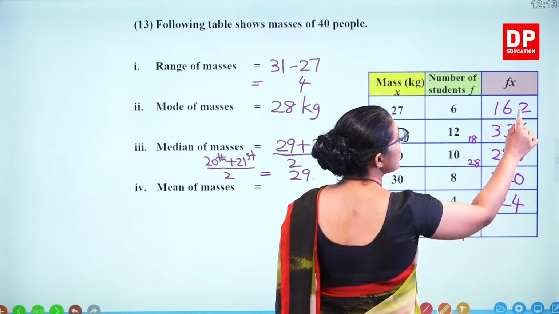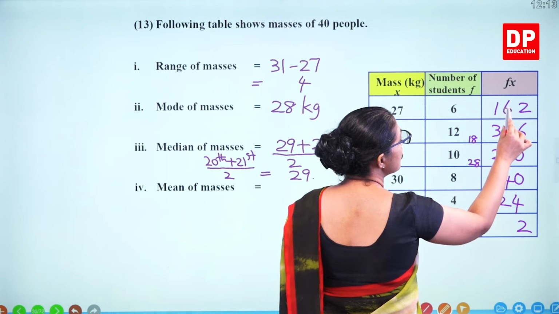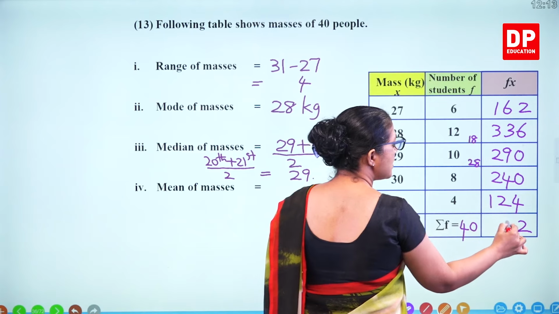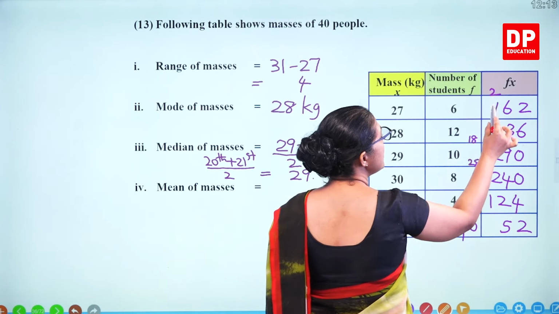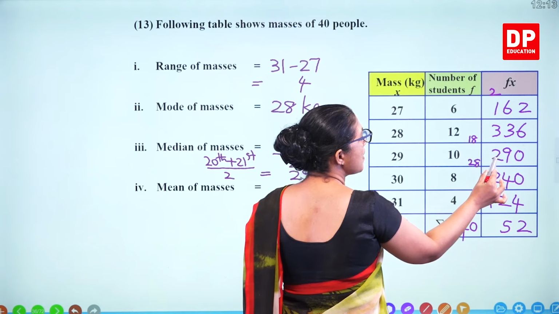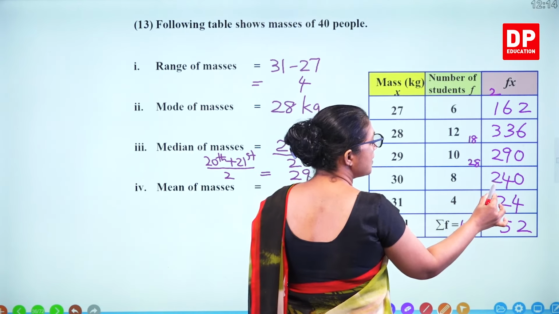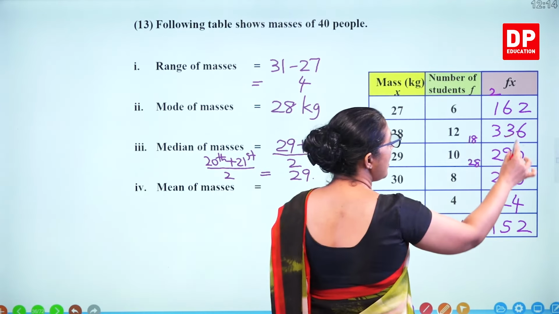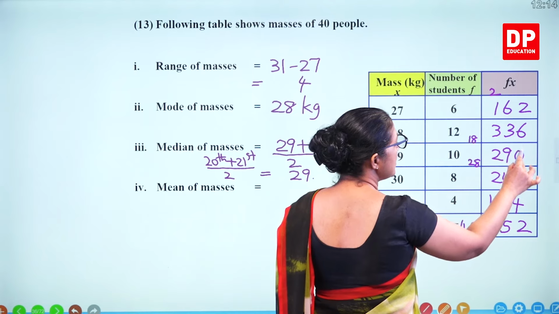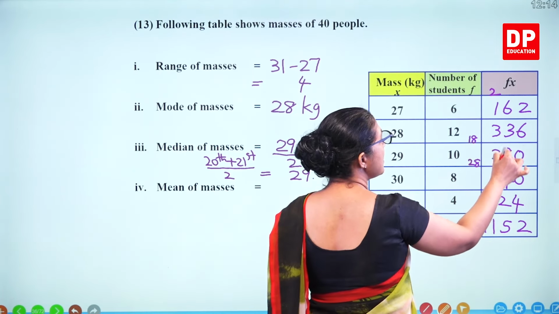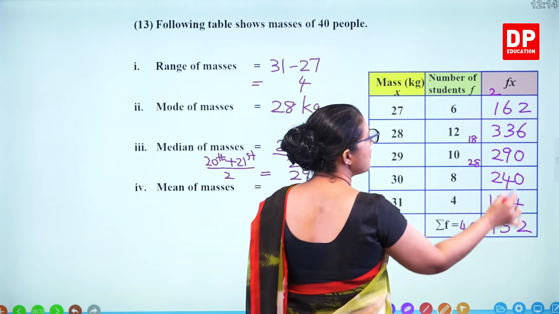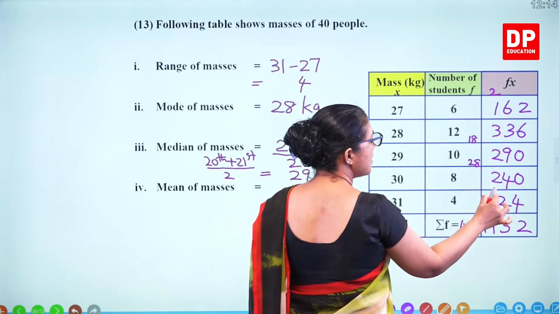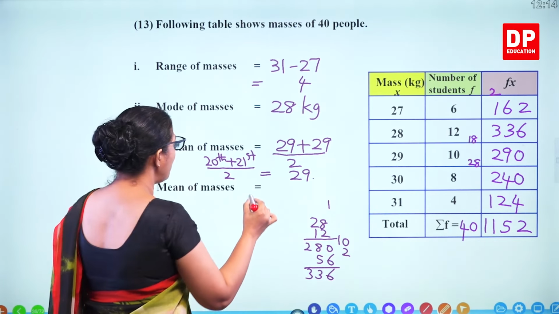8 plus 4, 12. 1 remaining. So 9 plus 1, 10. 19, 20, 23, 25. 2 remaining. 3 plus 3, 6. 6 plus 2, 8. 8 plus 2, 10. 10 and 1, 11. Again add it. 6 plus 2, 8. 8 plus 4, 12. 1 remaining. 10, 19, 23, 25. 2 remaining. 3, 6, 8, 10, 11. 1152.